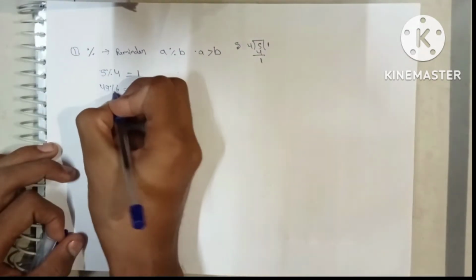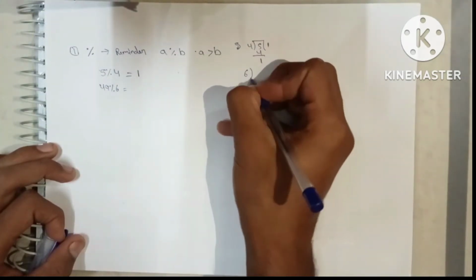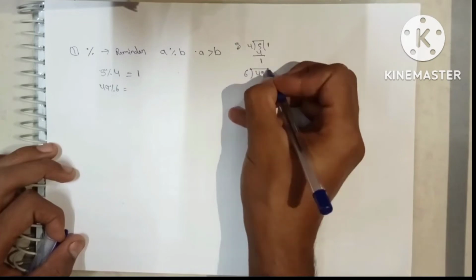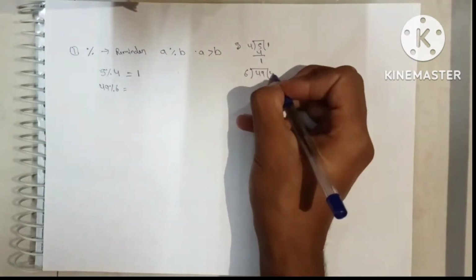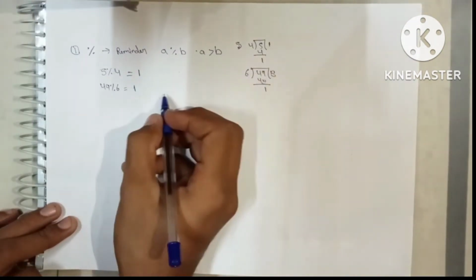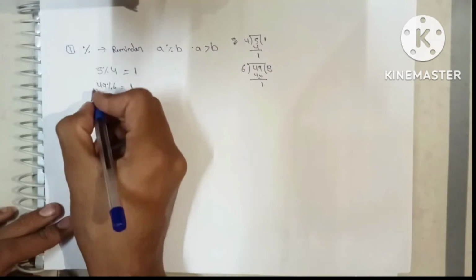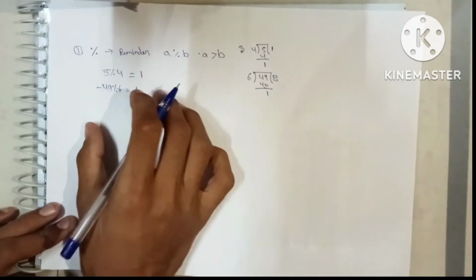Let's take another example. If we take this example, Python will divide, 6 times 8 is 48, then the remainder is 1. You can take any other number. You can also take -1 here. It will show you the answer.